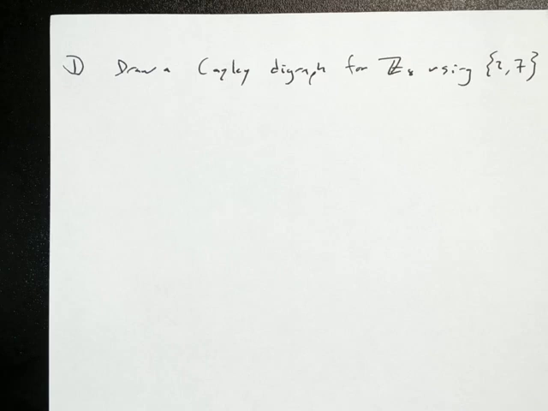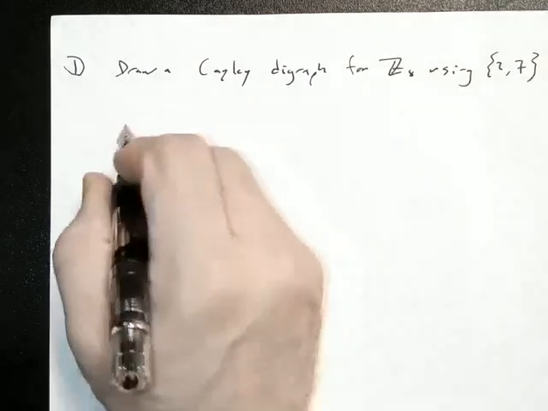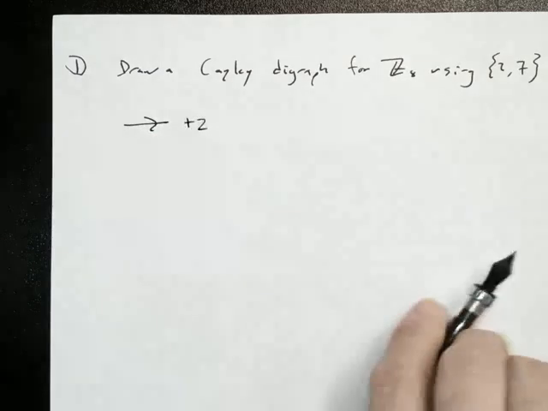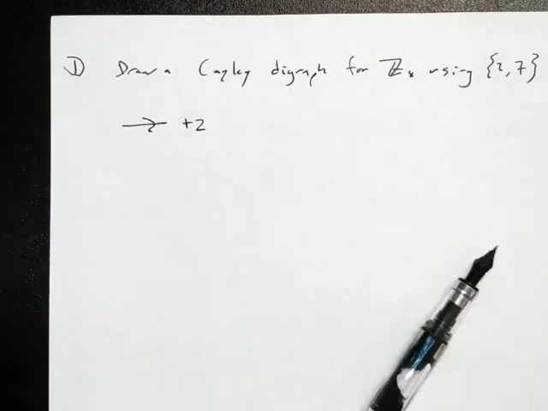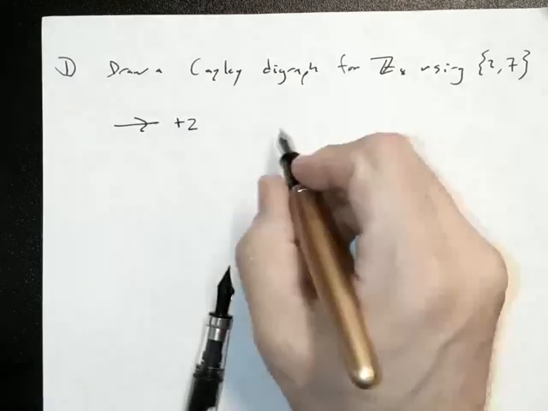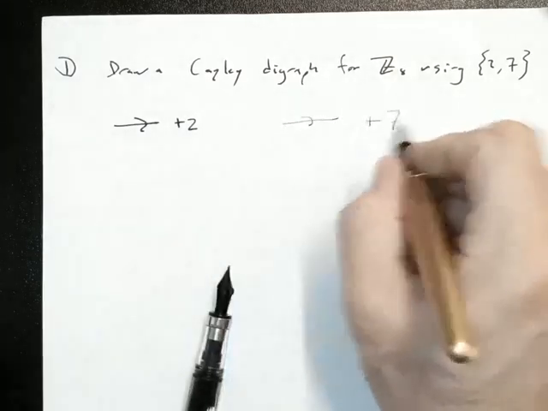I need to know what gets generated by 2. I need to know what gets generated by 7. I need to know how the operation adding 2 works on all of those elements, and how the operation adding 7 works on all of those elements. So one of these needs to be an arrow for adding 2, and then I need a different kind of arrow for adding 7. I'm going to use this black arrow to mean +2. I'll switch colors and use this brown arrow to mean adding 7.